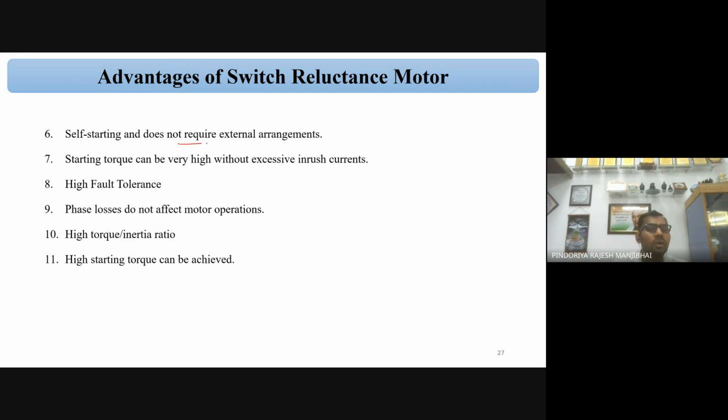It is self-starting and does not require any external arrangement. You can see the single-phase induction motor is not self-starting; we have to use both a primary winding as well as an auxiliary winding. But the switched reluctance motor is self-starting. Starting torque can be very high without excessively induced current. So starting torque is very high without drawing high current, because torque is directly proportional to the current.